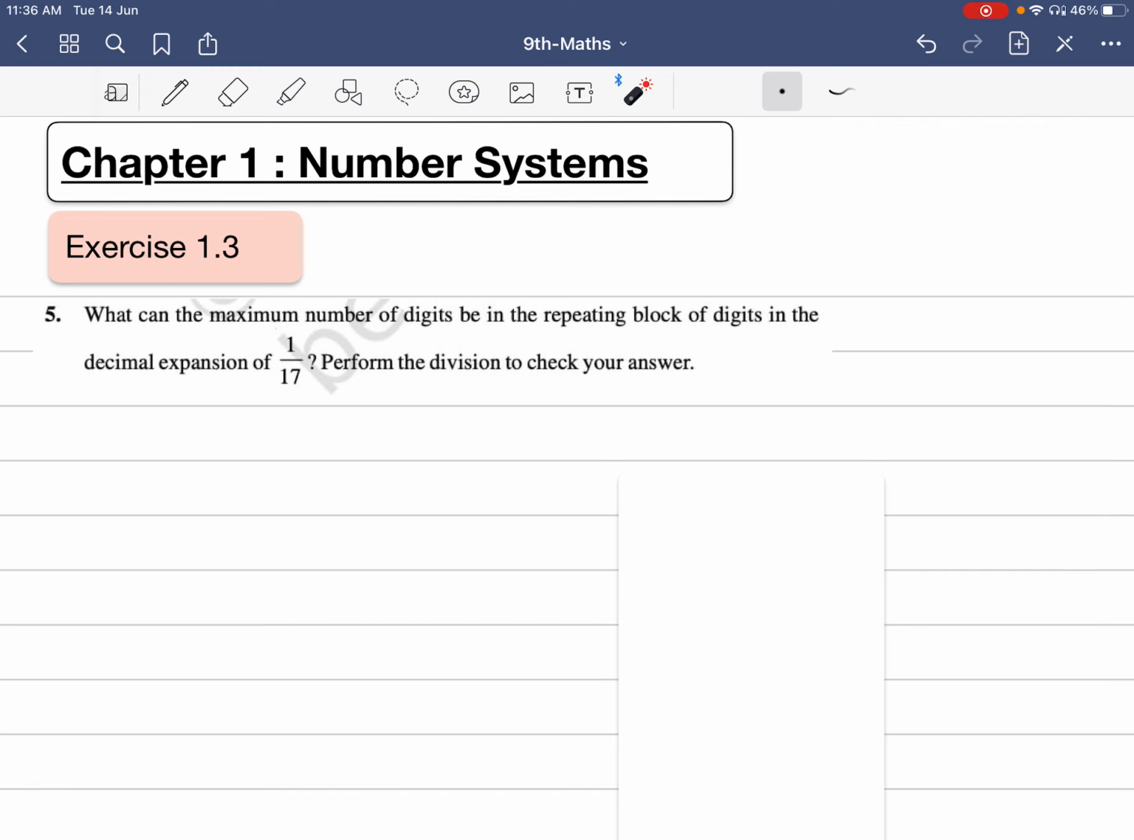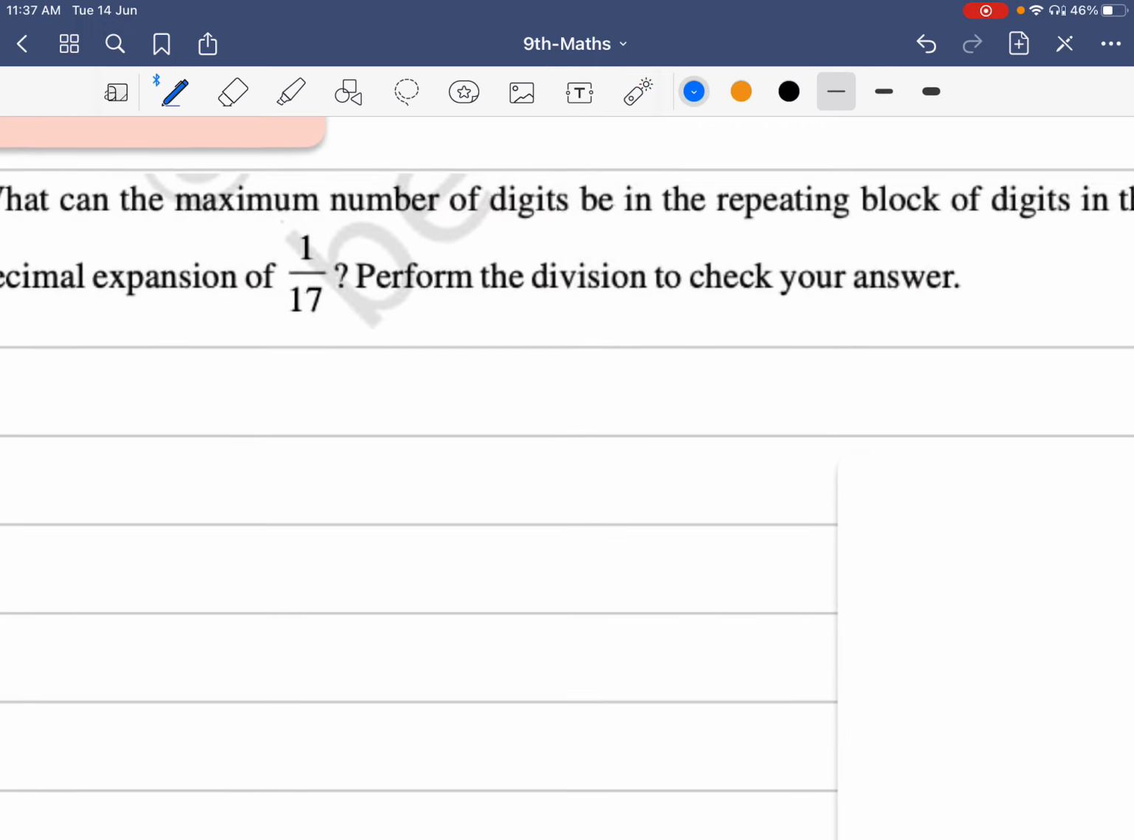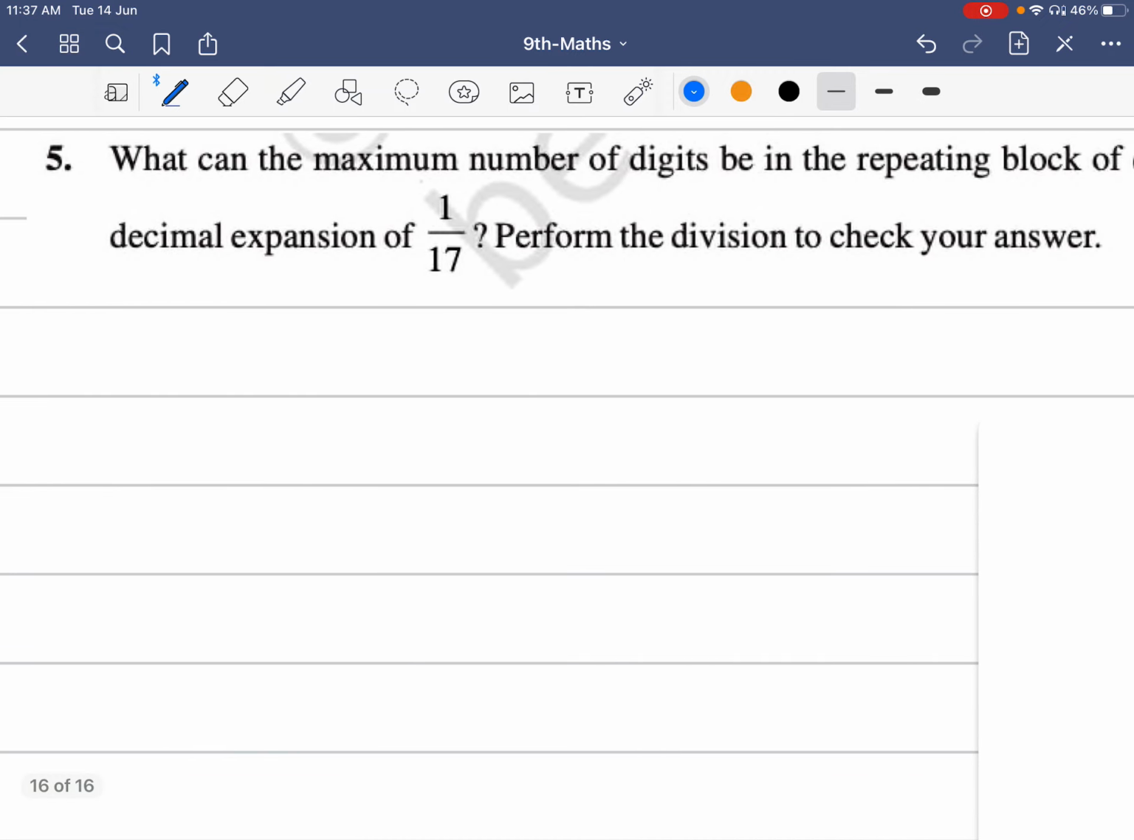Let's read the question. What can the maximum number of digits be in the repeating block of digits in the decimal expansion of 1 by 17? So 1 by 17 is a rational number of the form p by q, and we have to find its decimal expansion. Perform the division to check your answer. So let's start with it right away. We have to perform the division 1 by 17.